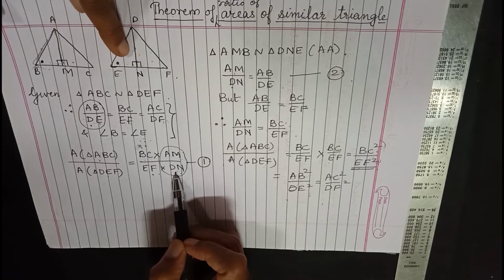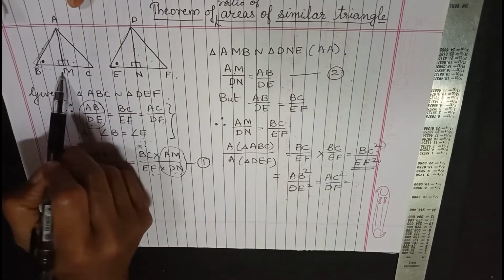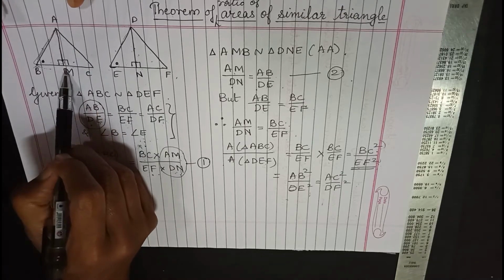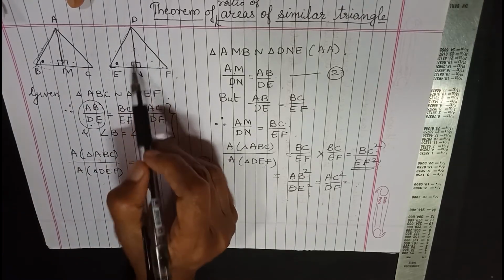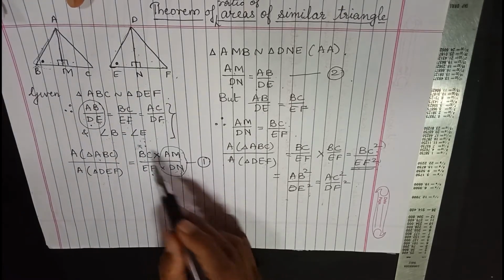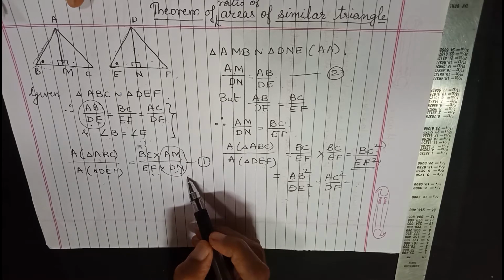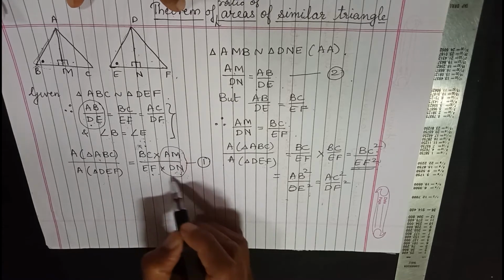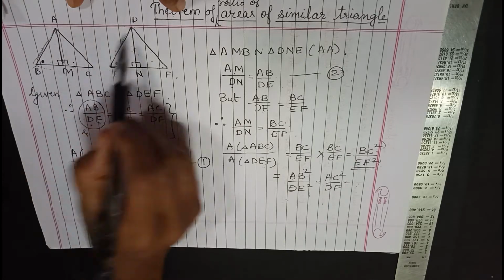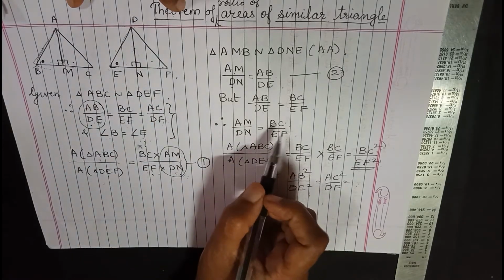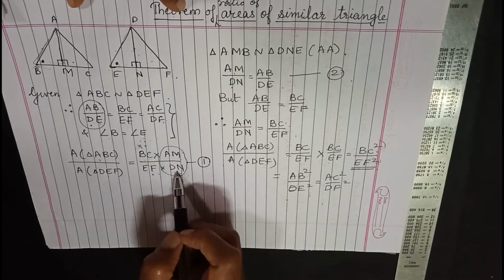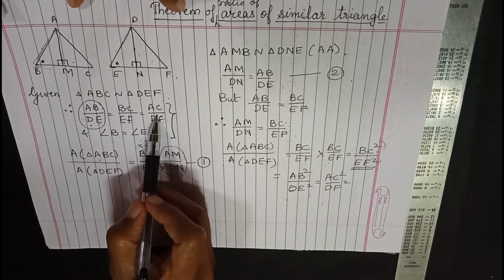So we constructed the height. So BC is the base, AM is the height. So this is B1, this is H1, this is B2, this is H2. That is how we wrote an equation, B1H1 upon B2H2. Now, AM upon DN is not a part of the triangle. This is the construction that we did. So I would like to find its relation with the three sides of the triangle.